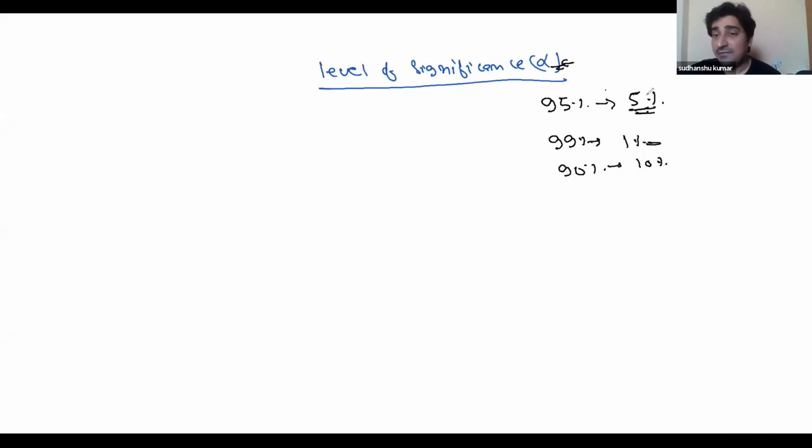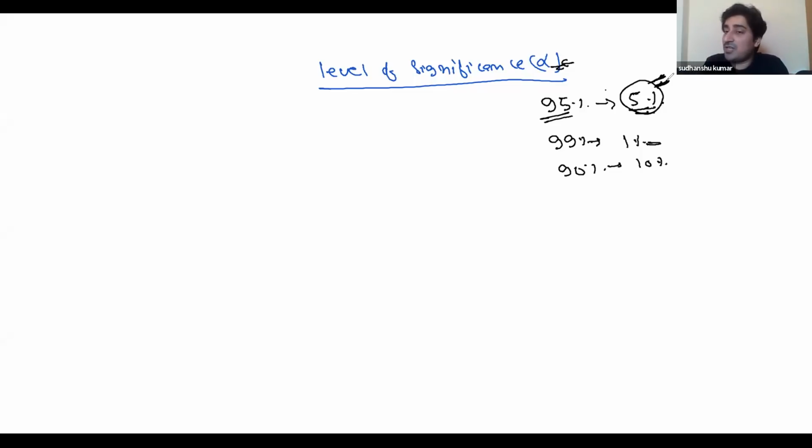Suppose I'm saying that I'm 95% confident that I will be able to clear this exam, right? In that case, your critical region, your level of significance, your alpha, your critical value, the probability of occurrence of your type 1 error, means you have claimed that you will be able to pass this exam. I'm 95% confident. But there is a 5% chance that you will not be able to clear it. You have claimed that you will clear it with 95% confidence.